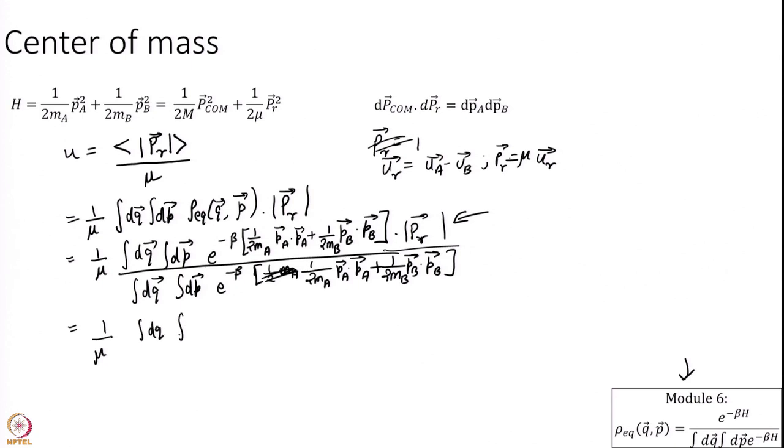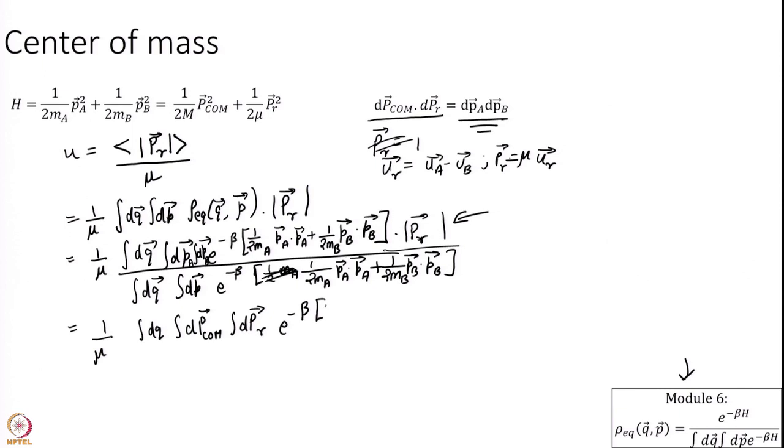dq I leave aside, and remember what is dp? dp is nothing but integral over all momentums, which is integral over dpA, integral over dpB. I could have written here dpA integral over dpB, but you note that integral over dpA into integral over dpB is nothing but integral over dpCOM into integral over dpR. So this thing instead, let me erase, and I can write that as dpCOM dpR.